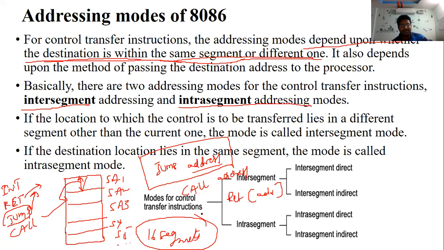Again, intra segment and inter segment are each divided into direct and indirect: intra segment direct, intra segment indirect, inter segment direct, inter segment indirect. You know the difference between direct and indirect?